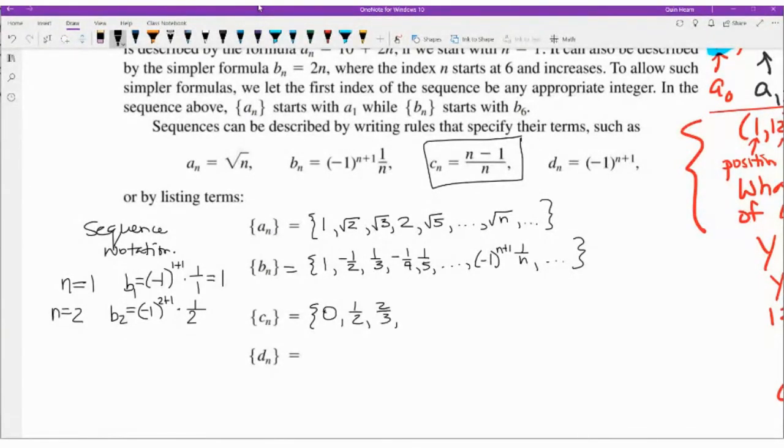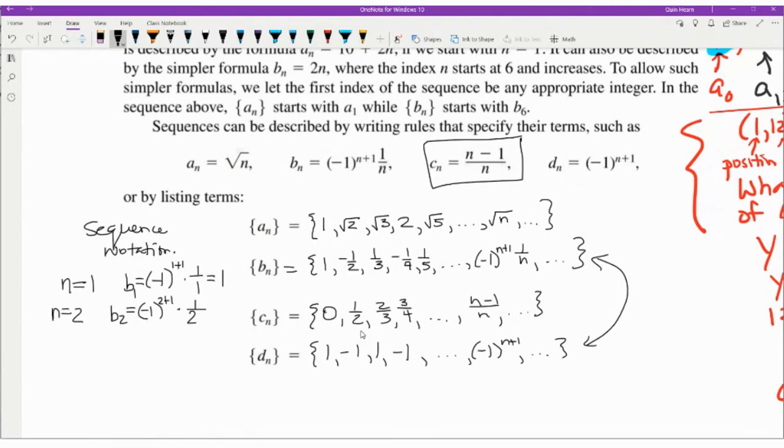Good. C sub 4? Good. And so on. Okay, so what did you get for the first 4 terms of the D sequence? Good. So we're going to get just alternating ones and negative ones. That's another example of an alternating sequence. Okay, so these two are examples of alternating sequences.